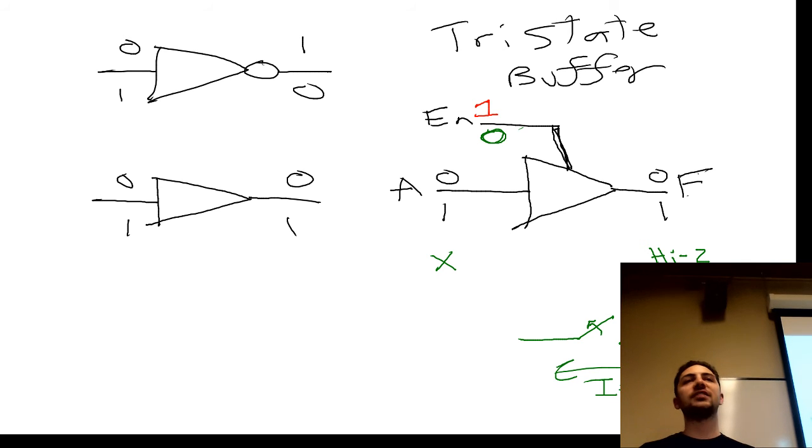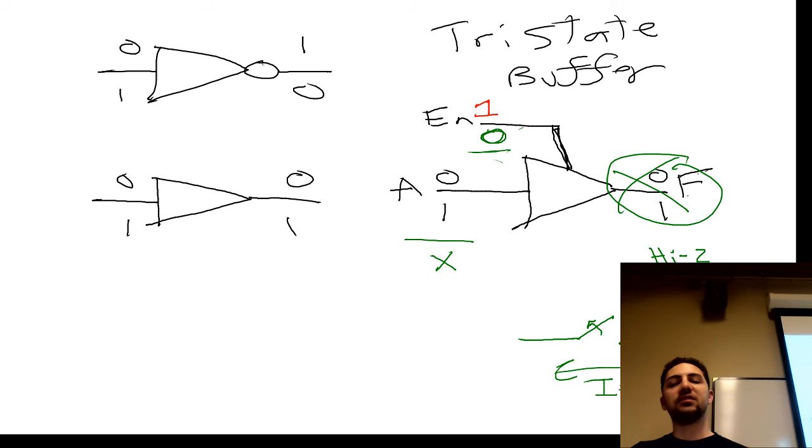So this tri-state buffer, it's just a buffer most of the time. As long as it's enabled, it's a buffer. But as soon as you disconnect this by setting enable to be low, it doesn't matter what happens on the input. The output stops being a 0 or 1. It becomes high Z. It's neither 0 nor 1. It's floating. Floating is what inputs on a gate experience when they're not connected to anything.